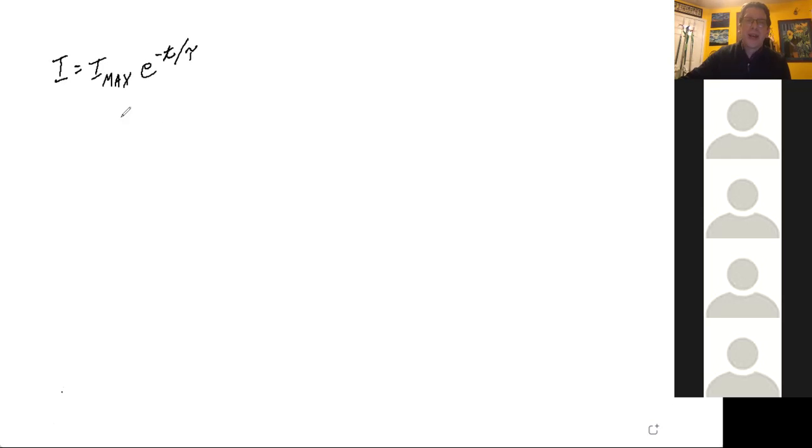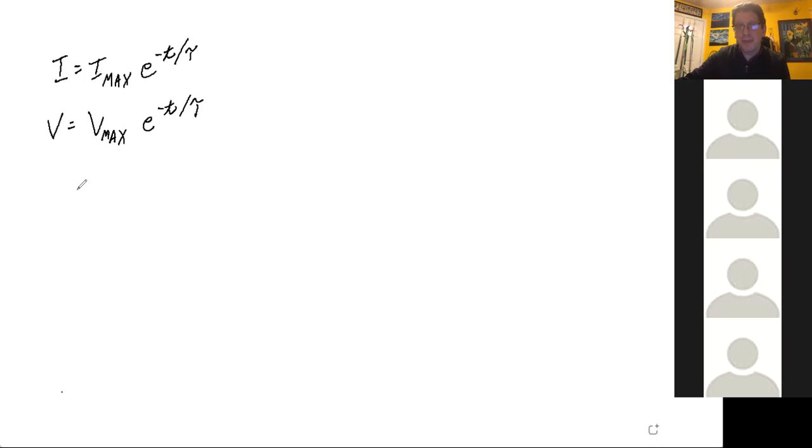And you're asked for the voltages rather than the currents directly, but all you're doing is multiplying both sides by R. That I times R is your voltage as a function of time. Multiply, I max times R is your maximum voltage, which is what you had initially, times e to the negative t over tau. And then you just go through the steps to solve for t.